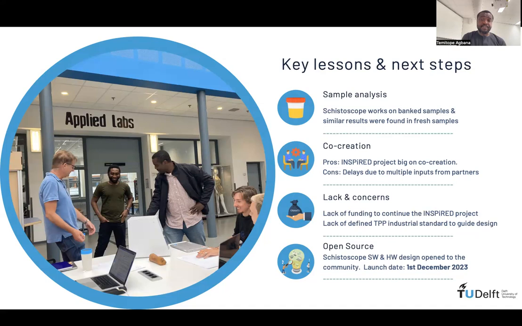What are our lacks and concerns? Of course, we lack funding. We've been sponsored by NWO, and now the project is coming to an end. We are glad to promote our PhD students, and that will start in December, but at the same time, we cannot continue the development of the cystoscope any further. Also, one of the challenges we saw on the field is that there is no standard industrial guide, a TPP, that could guide design. We tried to do something about it. We just published a paper around that based on what we have done so far.